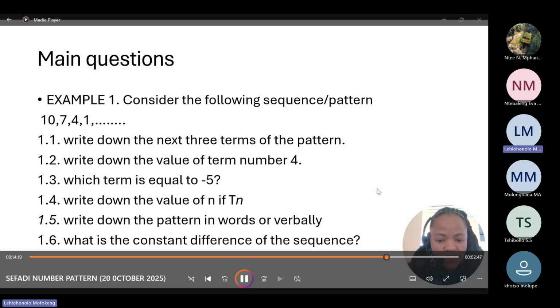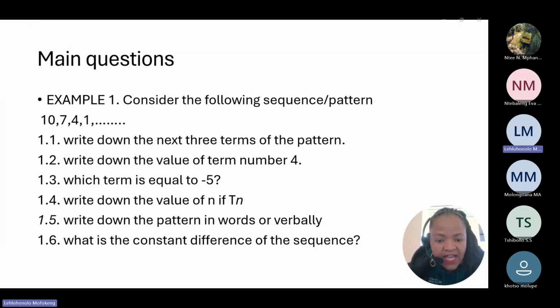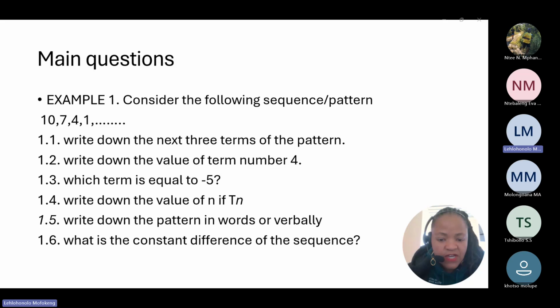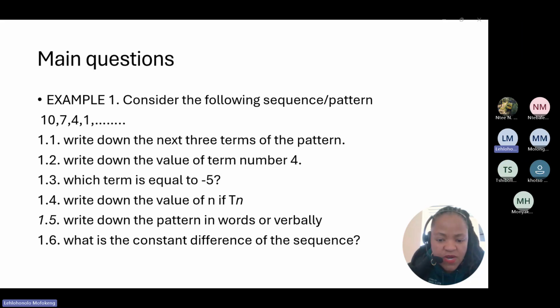Then 1.4 says write down the value of n. I think here it is not in full. You write the value of n if your term number is -2. Then 1.5 says write down the pattern in words or verbally. Here you will say you subtract 3 from each term to get the next term. And what is our constant difference here? In the sequence, our constant difference is -3.